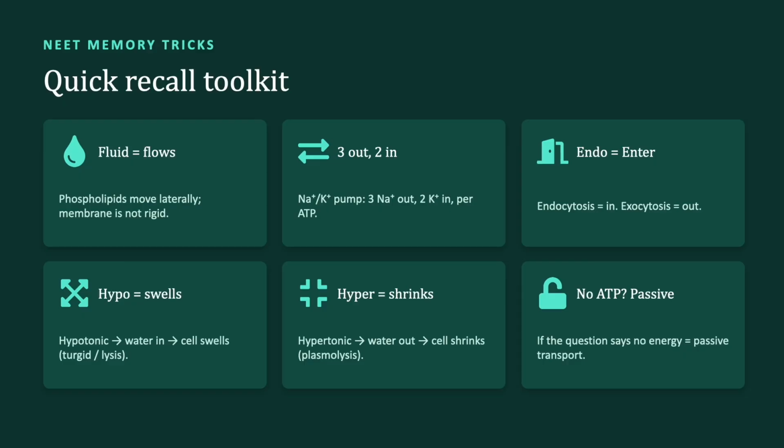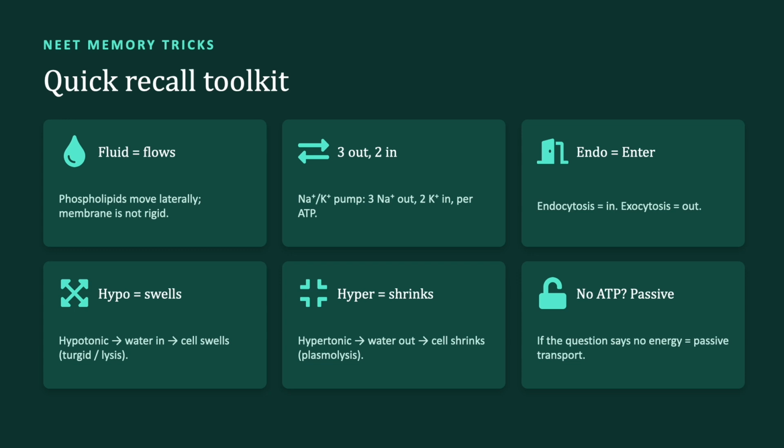NEET memory tricks: quick recall toolkit. Time to gather every trick in one card. Pause and screenshot this. Fluid means flow. The phospholipids move laterally. 3 out, 2 in: the sodium potassium pump ratio per ATP. Endo means enter. Exo means exit.